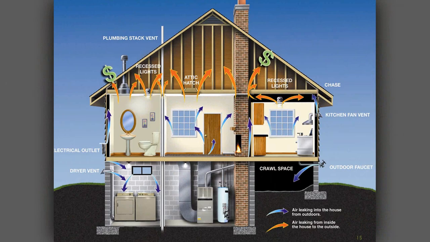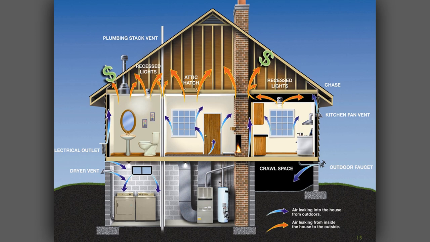So here's a standard house, and you can see that hot air is escaping out the top, right? And that hot air leaving the top of the building basically pulls in air around all these other little cracks on the inside, right? Where do we want to start sealing typically in a house? In the attic, of course. We want to stop this here, and that's going to slow down these blue arrows.